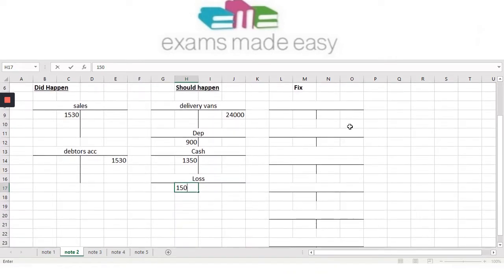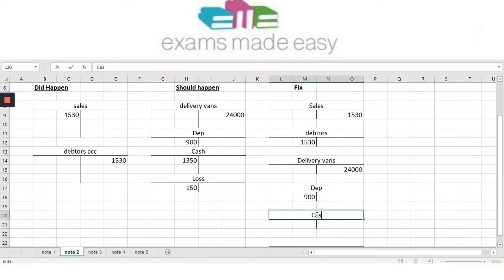So there's going to be quite a few T accounts to fix this. So sales T account should not be there at all. We credit 1,530, that's done. Debtors account, again, shouldn't be there. So we debit 1,530. Not only was it the wrong account, it was the wrong numbers as well. Delivery vans. We put in the correct figure, 2,400. Depreciation, we're just putting in the correct figures for all of these, 900.